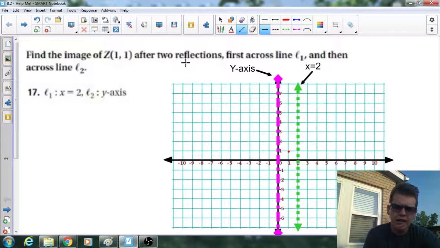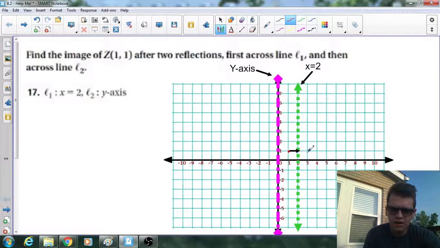And then it says after two reflections, first across line L1 and then across line L2. So the first thing I do is line L1, x equals 2. Right here is my x equals 2 line, the green dashed line. So to reflect across that, I say how far away is my point from that line? Well, I see that is 1 away. So I'm going to do the same thing on the opposite side of that line so that I can reflect it. So kind of like a mirror. It reflects exactly perpendicular across that line. So that was my first reflection.